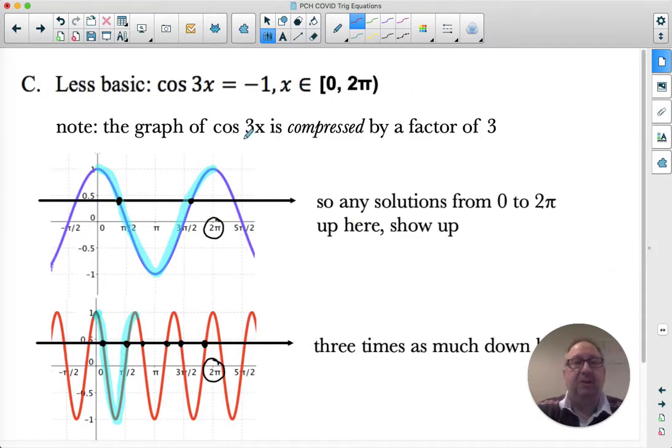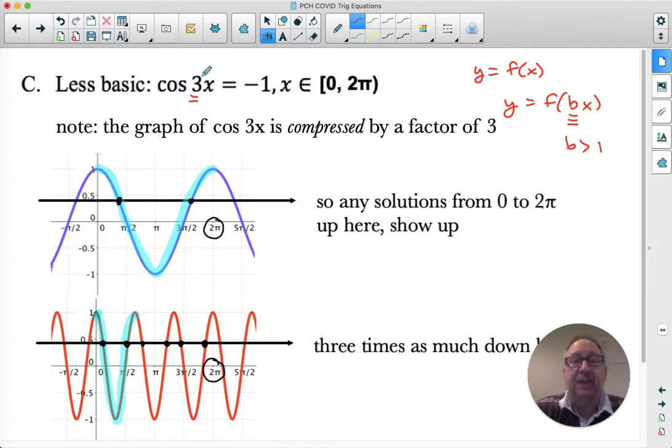The next type of problem I call less basic. It's similar with one twist, and it's a complicating twist: there'll be a coefficient in front of the x. So for example, cosine 3x is equal to -1. Now you might recall way back when we did transformations that if you had y equals f of x, what happens if you have y equals f of bx? You might recall when you have a b coefficient on the inside, it was a horizontal compression or stretch. If b was greater than 1, we had a compression. And that's what we have here.